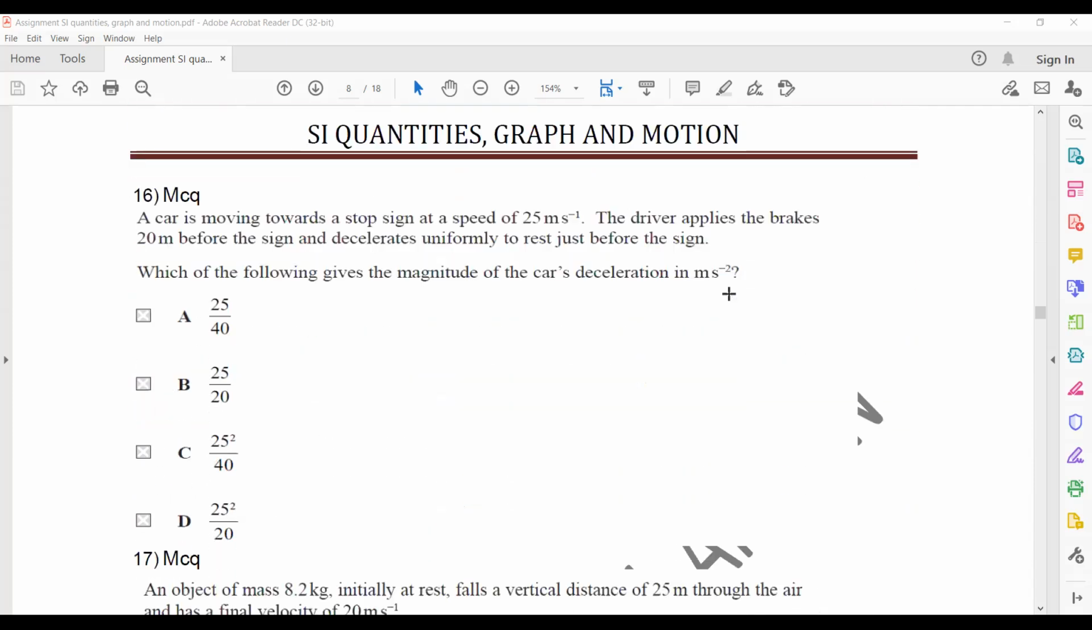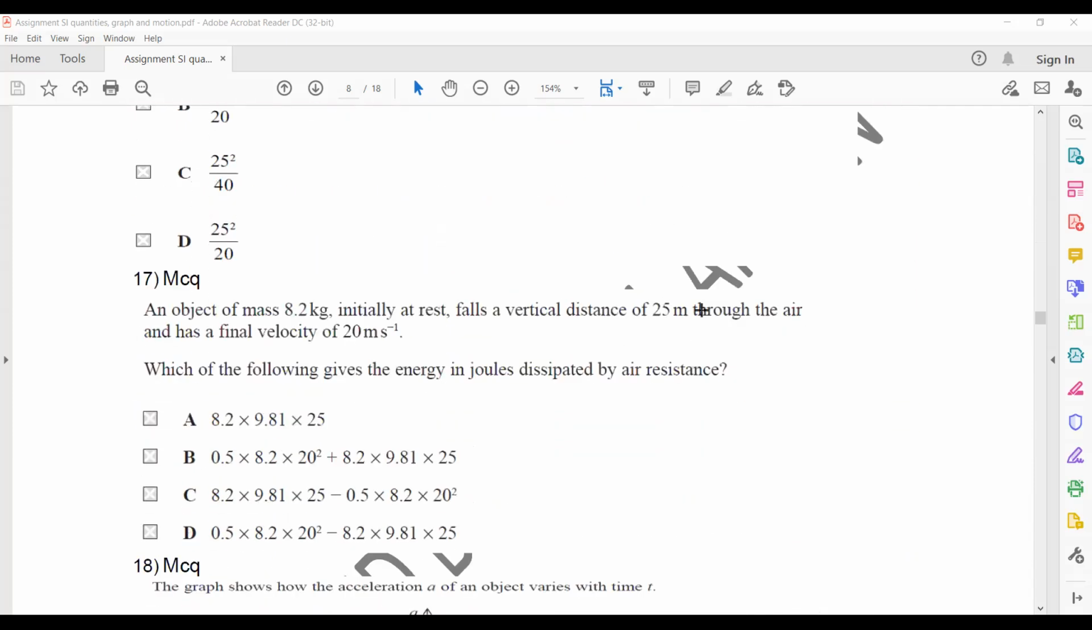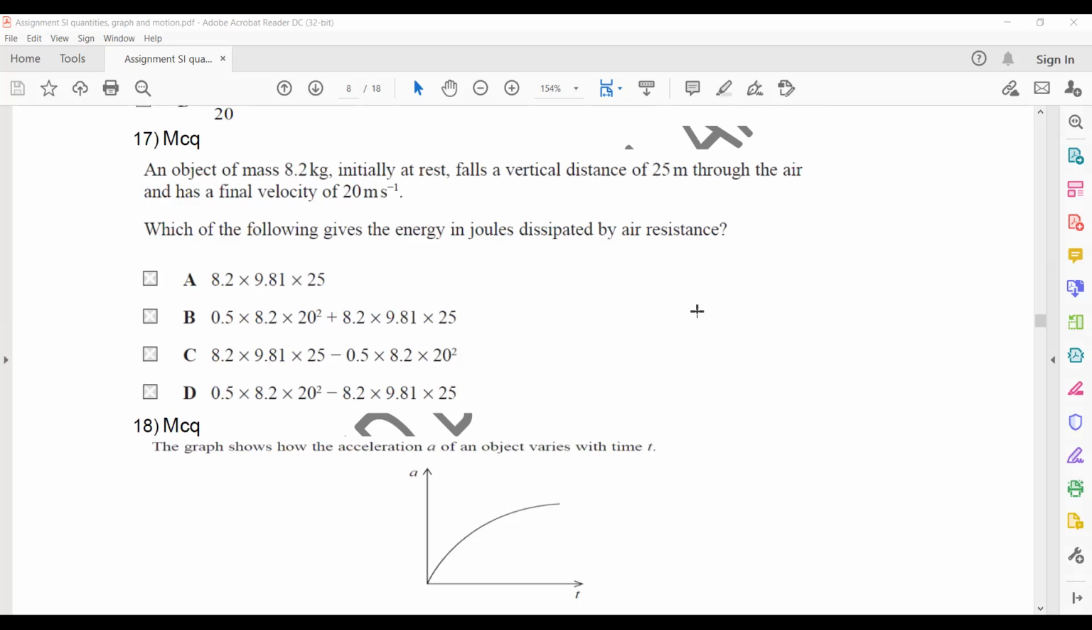Tomorrow we'll discuss questions related to graphs. After explanation of the graph, I will discuss the question related to graph.